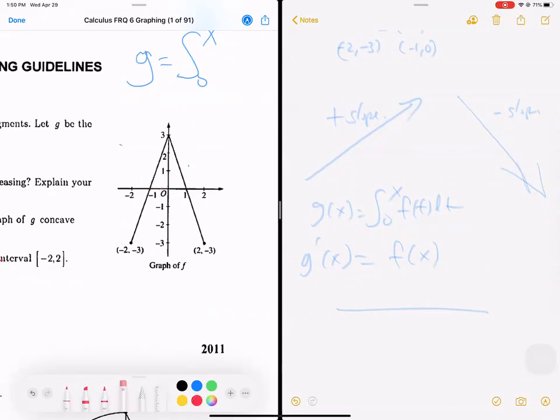So from negative 2 to 2, when is f of x greater than 0? That implies that g prime, the slope, is positive. So it's positive here. Oops. Positive there. Between negative 1 and 1. Okay? And the reason why is because g prime is positive there on this interval.